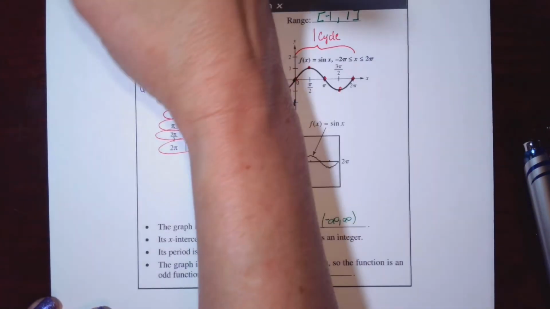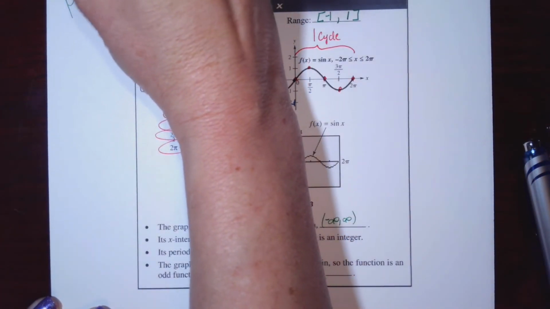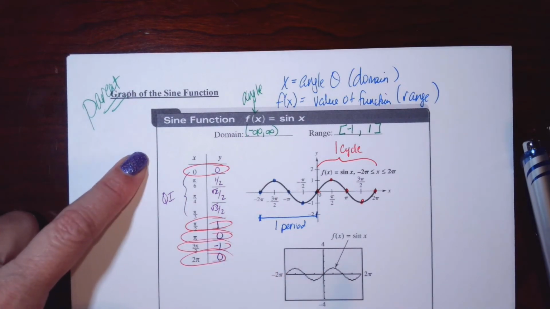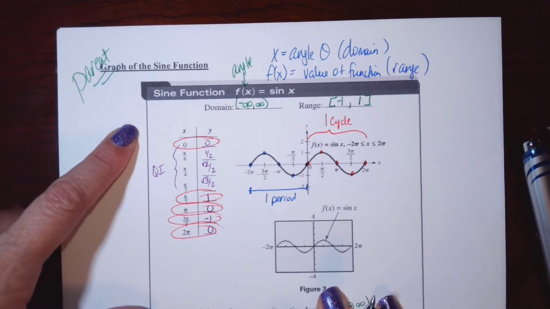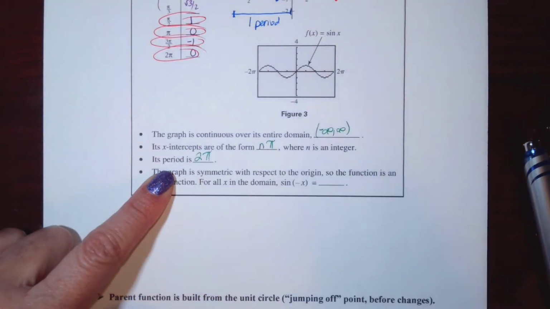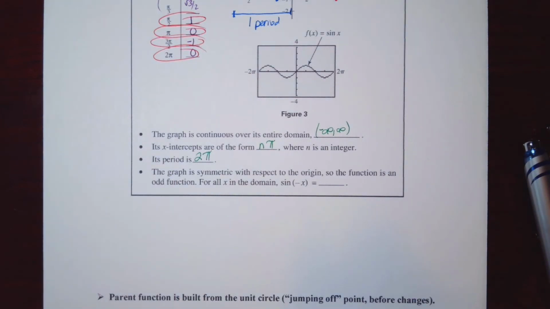Now keep in mind that this is my parent function. Just like in college algebra you would have families of functions, this is my parent function before I start messing around with it. This is the most basic form of the sine function. The period of sine is 2 pi. It hits all of those major values in one rotation, or 2 pi radians.